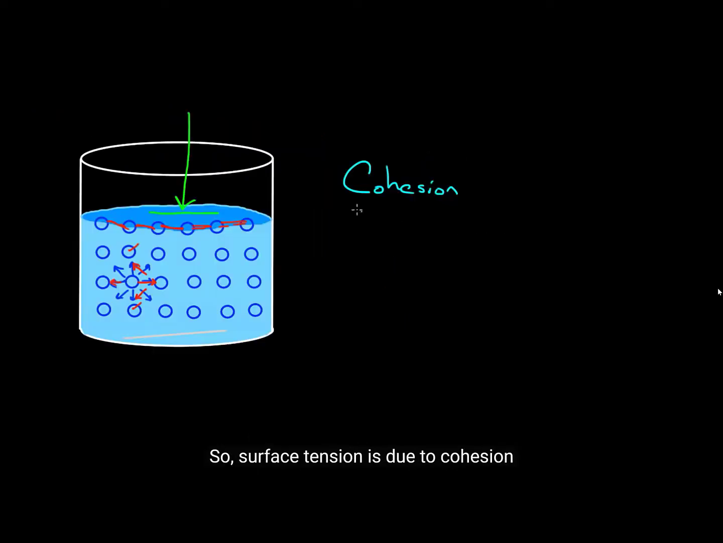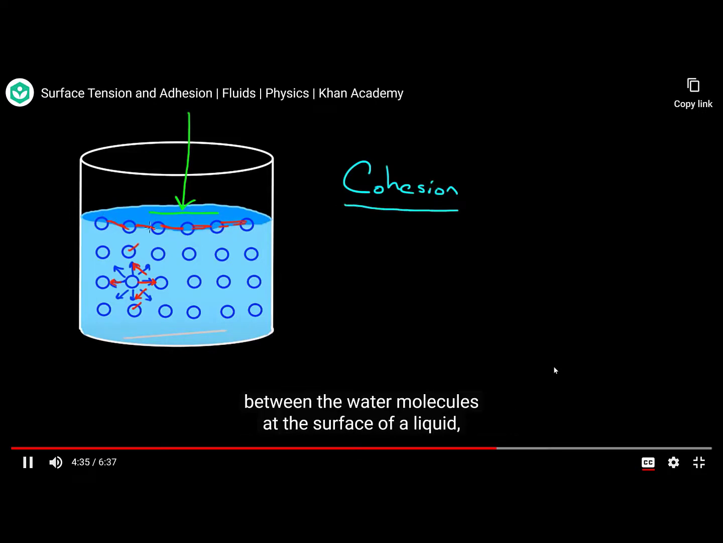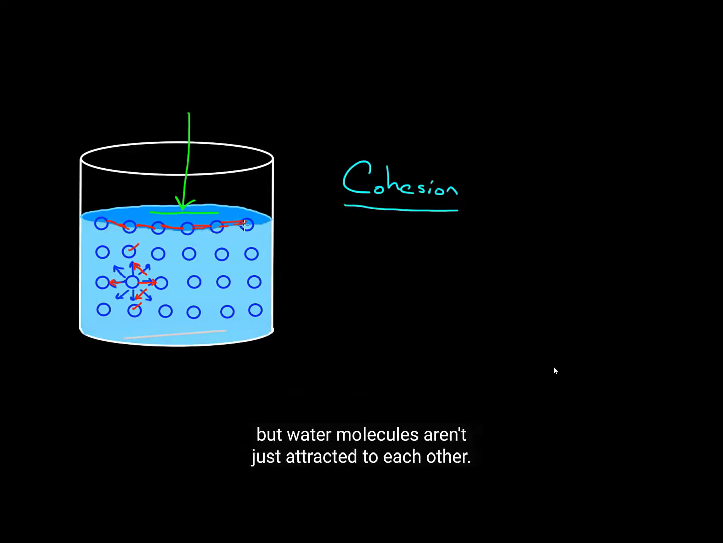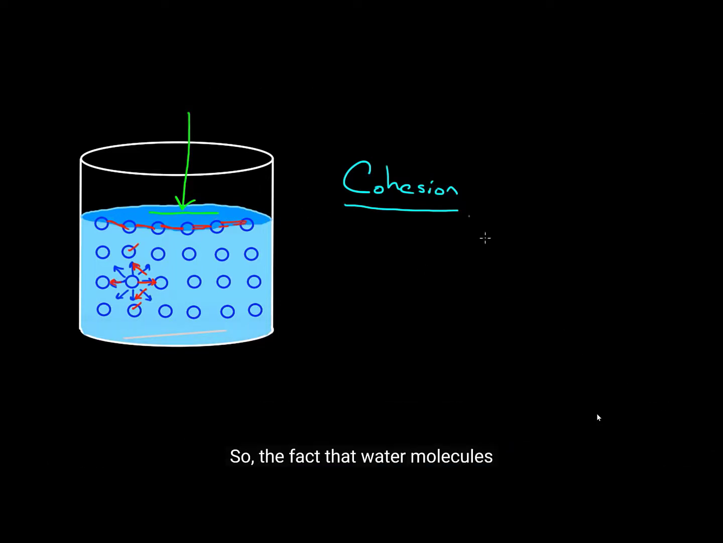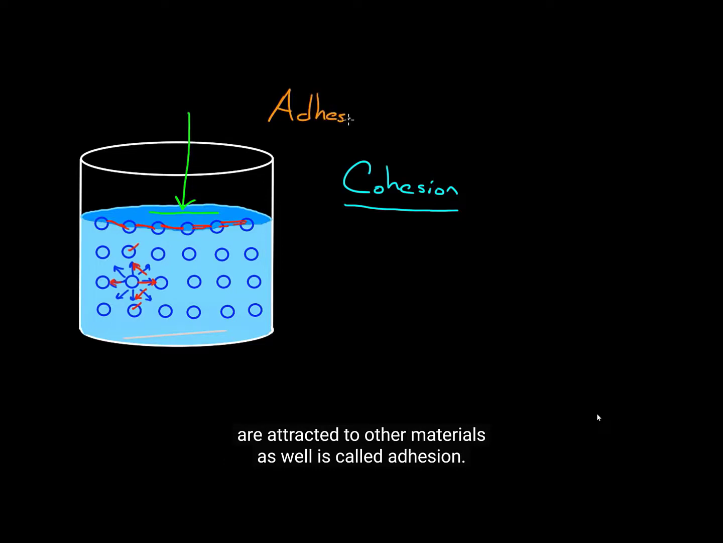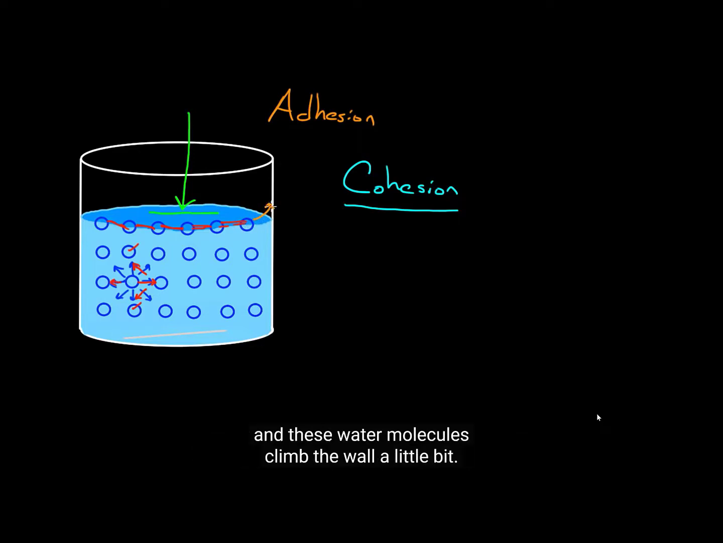So surface tension is due to cohesion between the water molecules at the surface of a liquid, but water molecules aren't just attracted to each other, they're actually attracted to the container too and other materials, and that's called adhesion. So the fact that water molecules are attracted to other materials as well is called adhesion. So what happens is this water molecule isn't just attracted to the other water molecules, it's attracted to the wall, and these water molecules climb the wall a little bit.